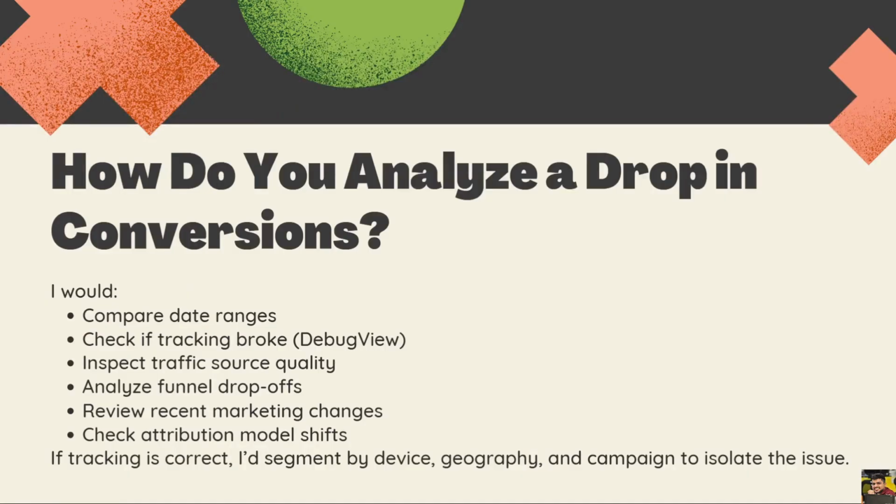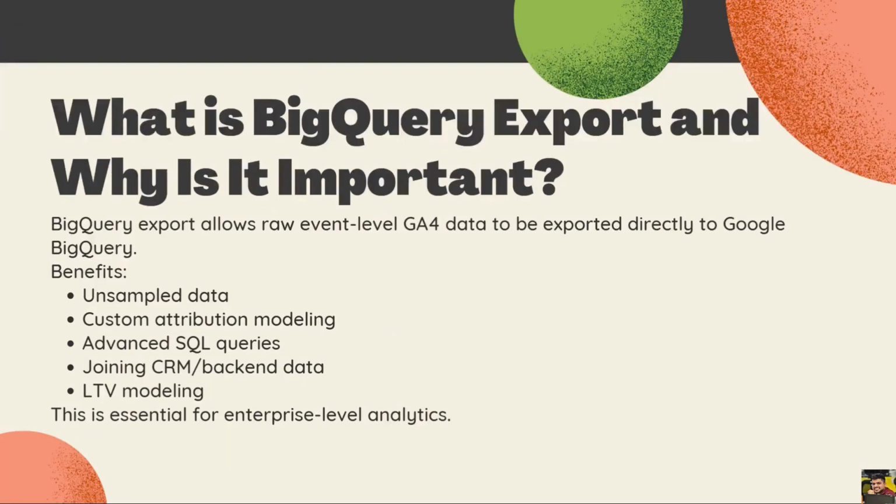How do you analyze a drop in conversions? I would first compare date ranges, check if tracking is broken in debug view, inspect traffic source quality, analyze funnel drop-offs, review recent marketing changes, and check for attribution model shifts. If tracking is correct, I would segment by device, geography, and campaign to isolate the issue.